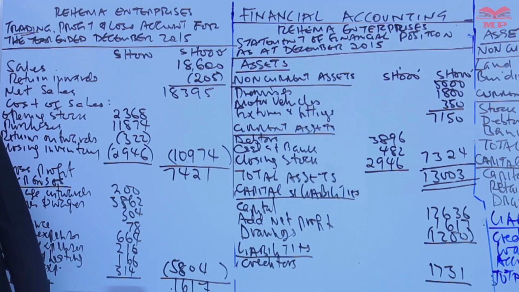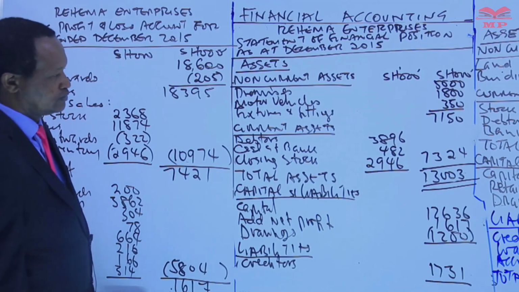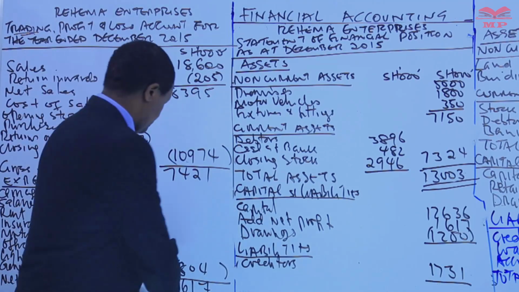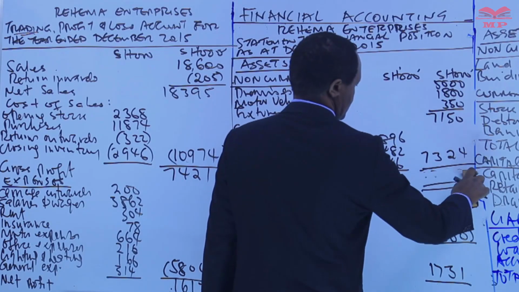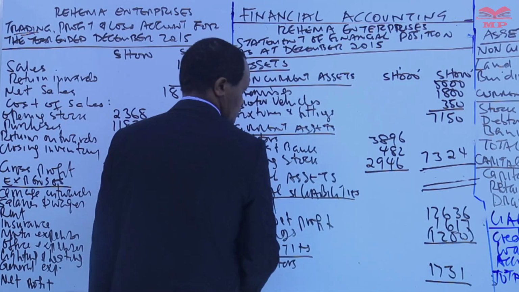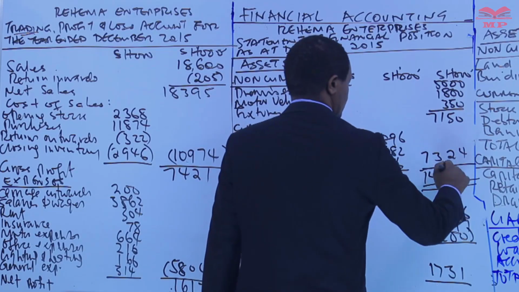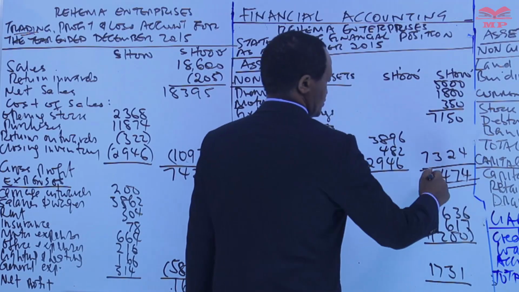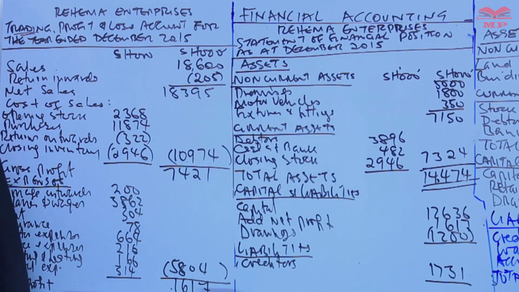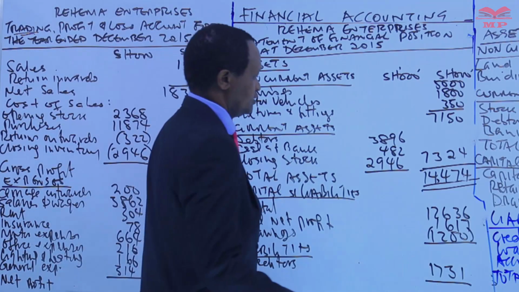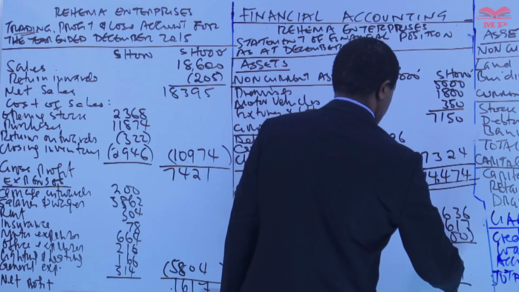Total assets, someone says 14,474. Let's confirm. 14,474. Capital, total capital. Total capital 13,003.